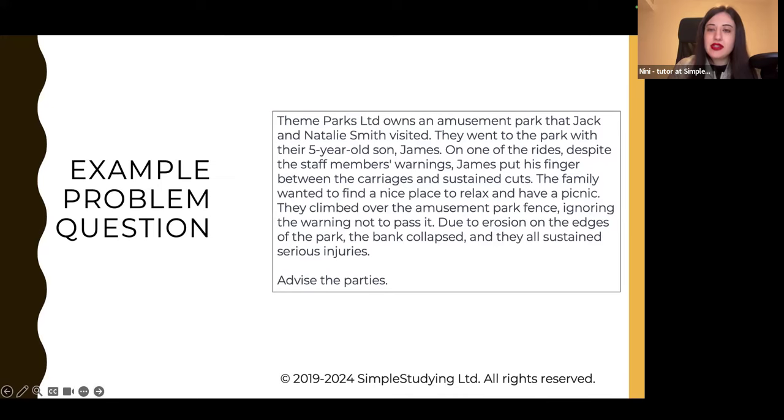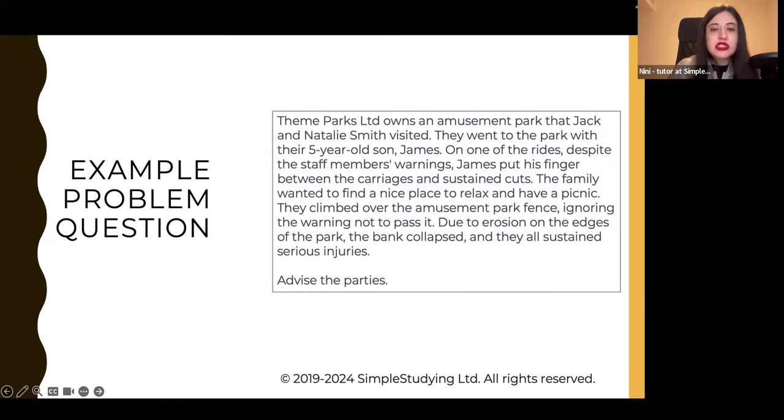Theme Park Ltd owns an amusement park that Jack and Natalie Smith visited. They went to the park with their 5-year-old son, James. On one of the rides, despite the staff members' warnings, James put his finger between the carriages and sustained cuts.